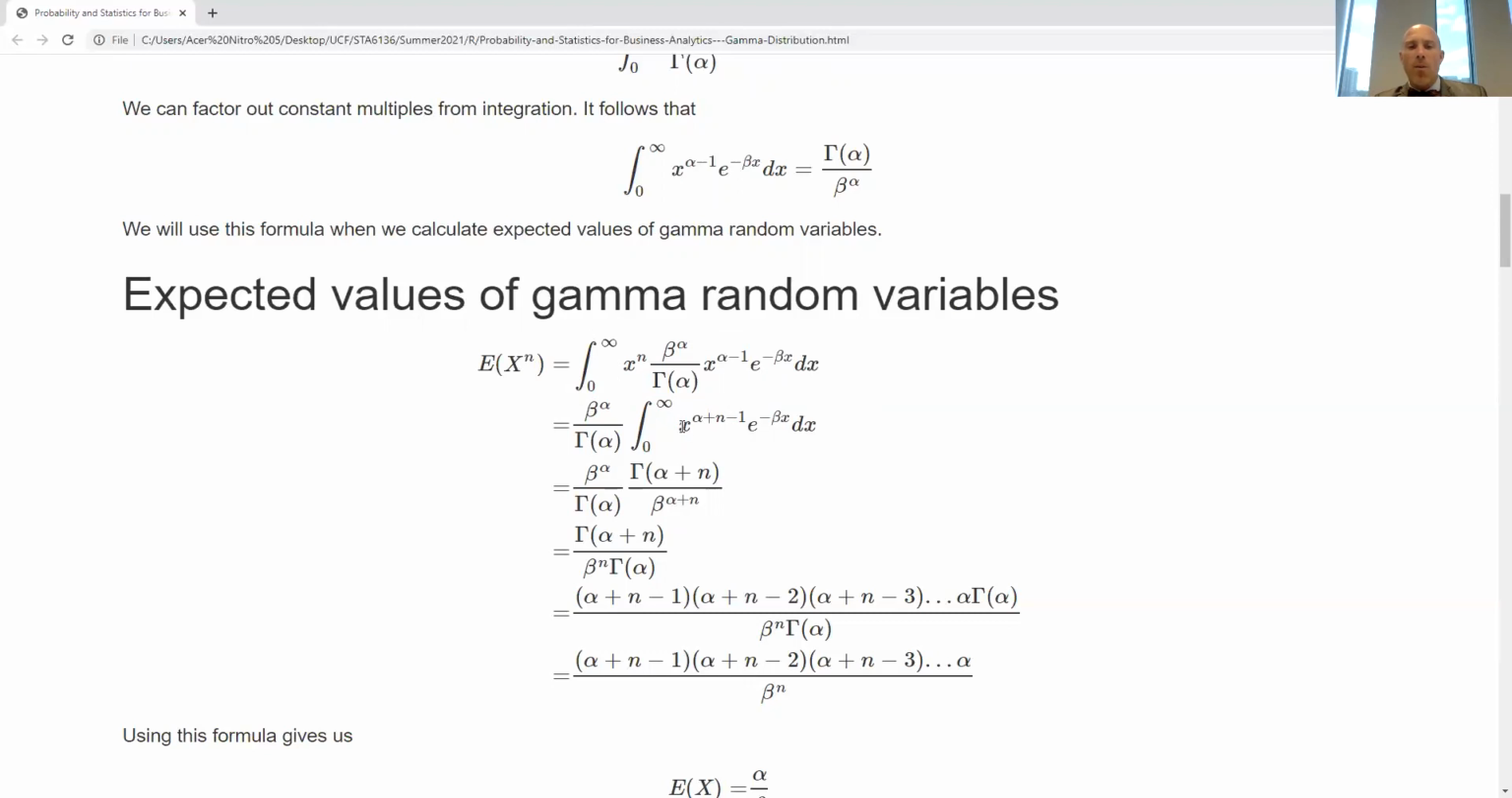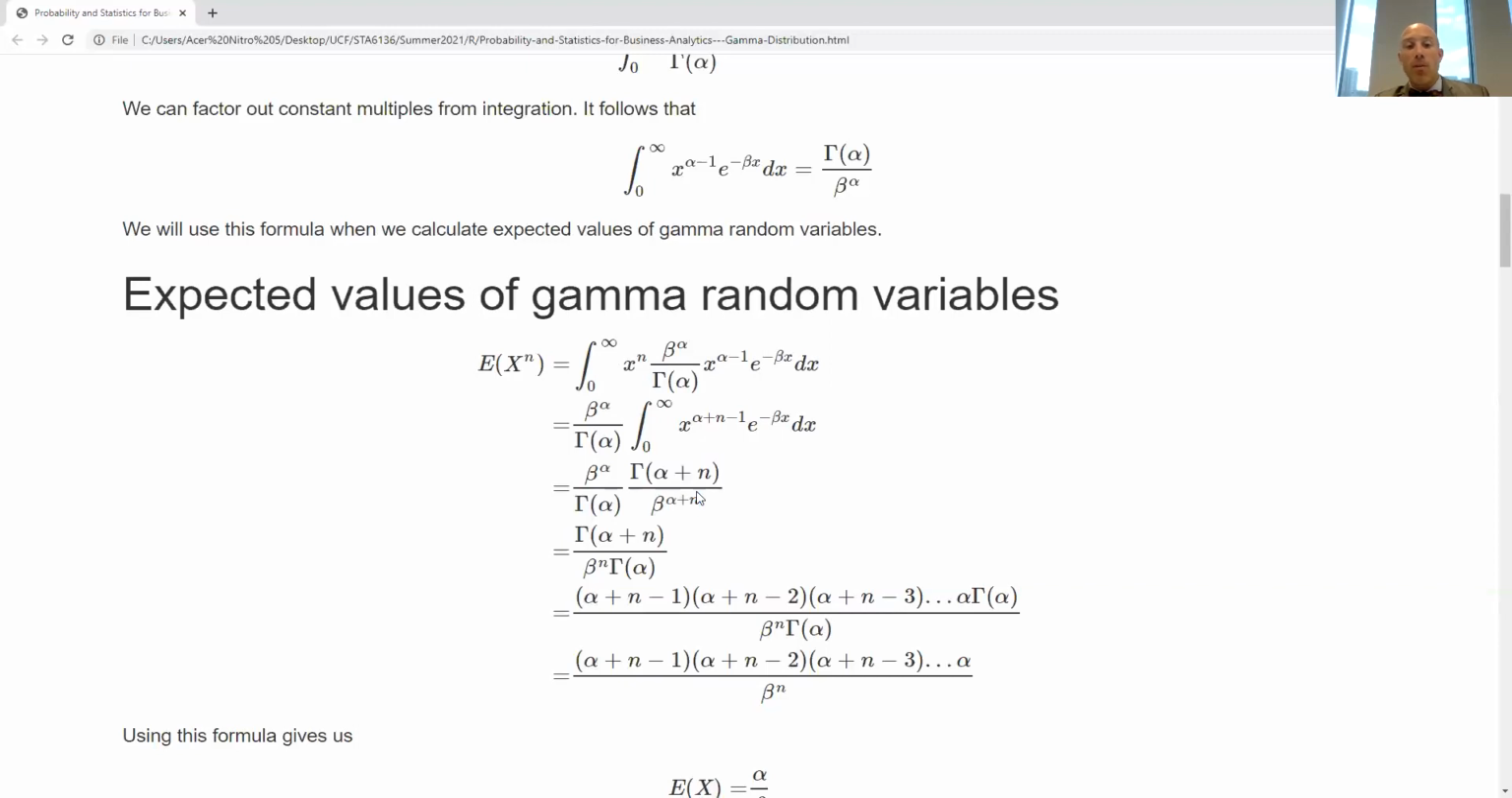I look at this, and I go, wow, that looks a lot like something I've already seen from the gamma distribution. So I realized that if I was to take this formula up here and replace alpha with alpha plus n, I would get exactly this integral. So in this formula up here, I'm going to replace alpha with alpha plus n, and that gives me this fraction here.